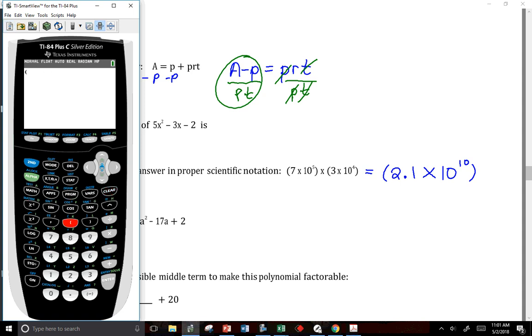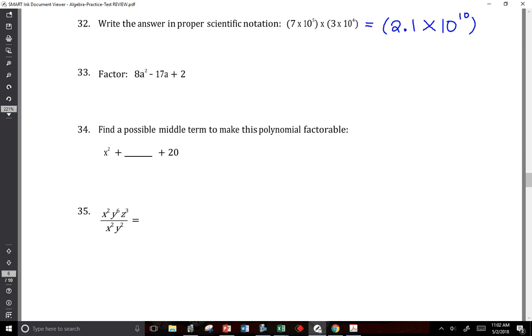Okay, number 33, we need to factor 8a squared minus 17a plus 2. Times 8. Okay, so we're going to multiply the 8 to the end. So we have a squared minus 17a plus 16. So what multiplies to positive 16 that adds to negative 17? 16 and 1, I heard. Wouldn't they both be negative? And then you bring the 8 back. 16 over 8 is 2. So we have a minus 2, and then we take the 8 to the front of the a. So we have 8a minus 1. And those are the two factors.